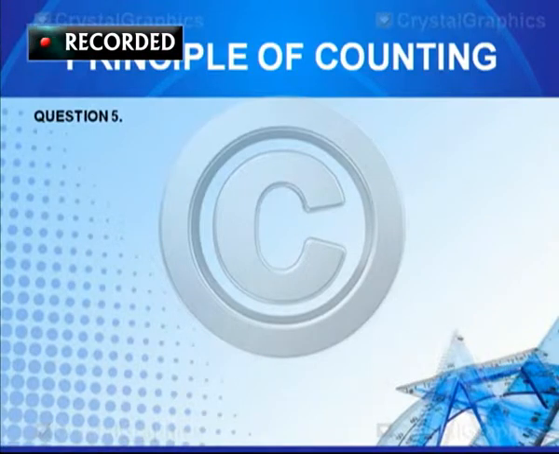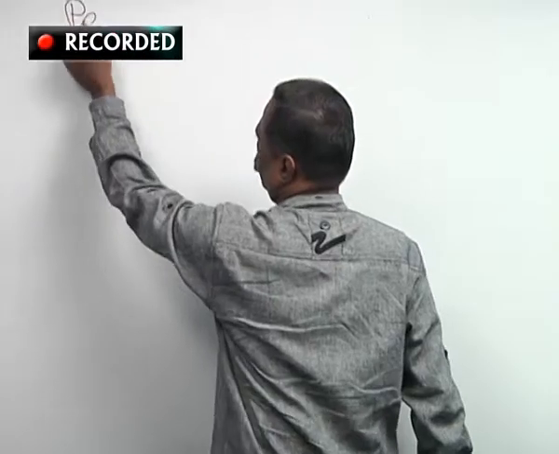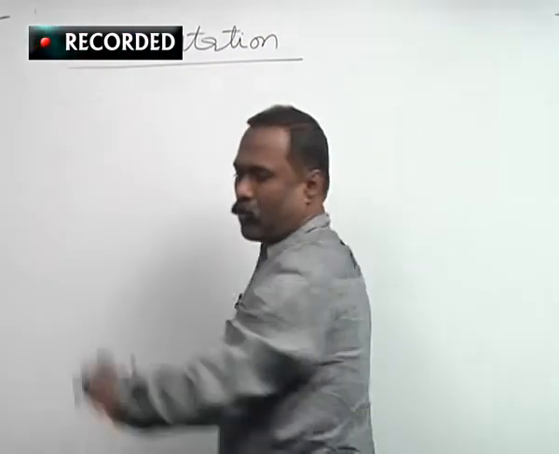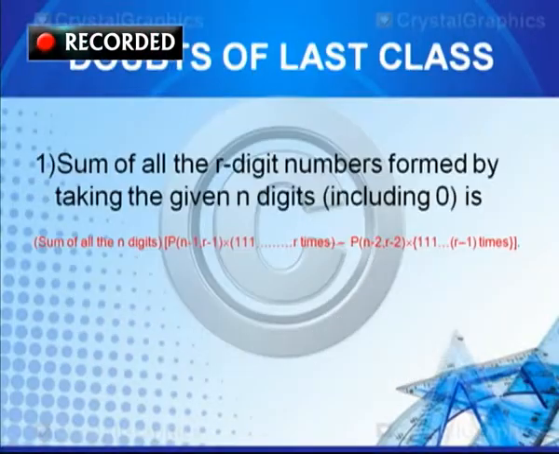Now let us today see the permutation. Go to the sixth slide. Just wait, previous slide. In the doubts of last class, yesterday one girl asked about the sum of all digit numbers formed by taking the given n digits including 0. I will explain it in the middle, and just for the sake of the introductory part, I'm giving you this. Let us discuss this formula after 15 minutes. Now let us start with this one.